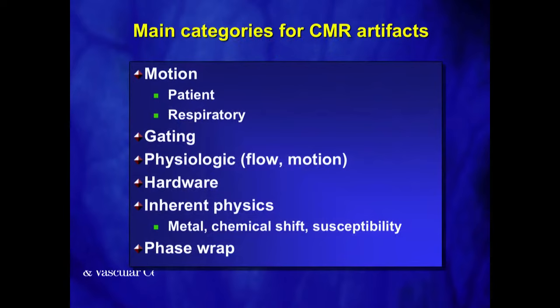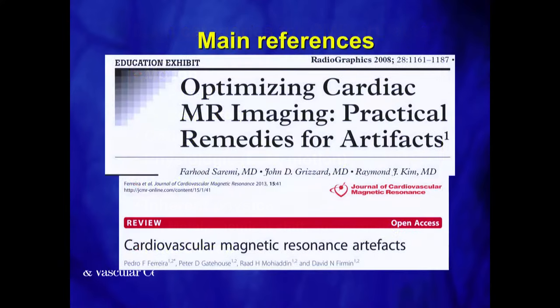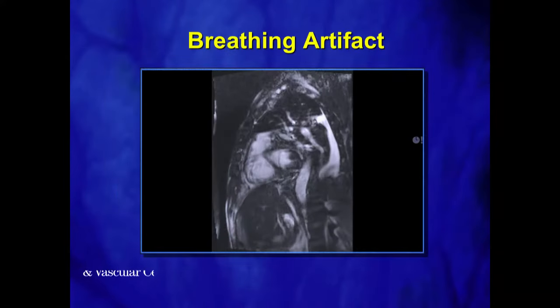For the next 10 minutes, we're going to cover some of the MRI artifacts, and these are the main categories that we come across. Motion from either patient or respiratory motion, and gating artifact, because almost all of our cardiac scans are ECG gated. We could also have physiological artifact related to flow or motion, hardware artifact, and some inherent physics artifacts that we're going to come across. These are a few helpful resources to look at, because we really cannot cover everything in 5 or 10 minutes, especially all the physics behind these artifacts.